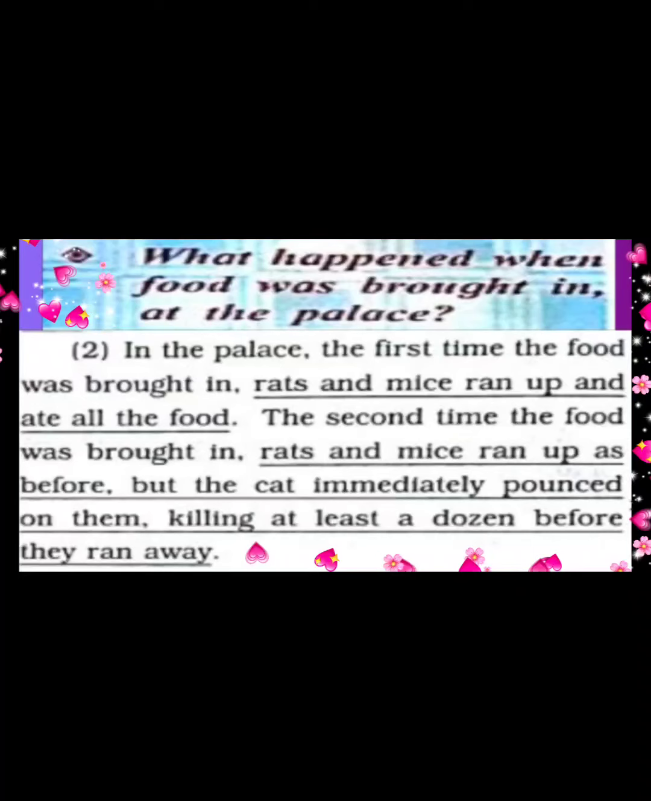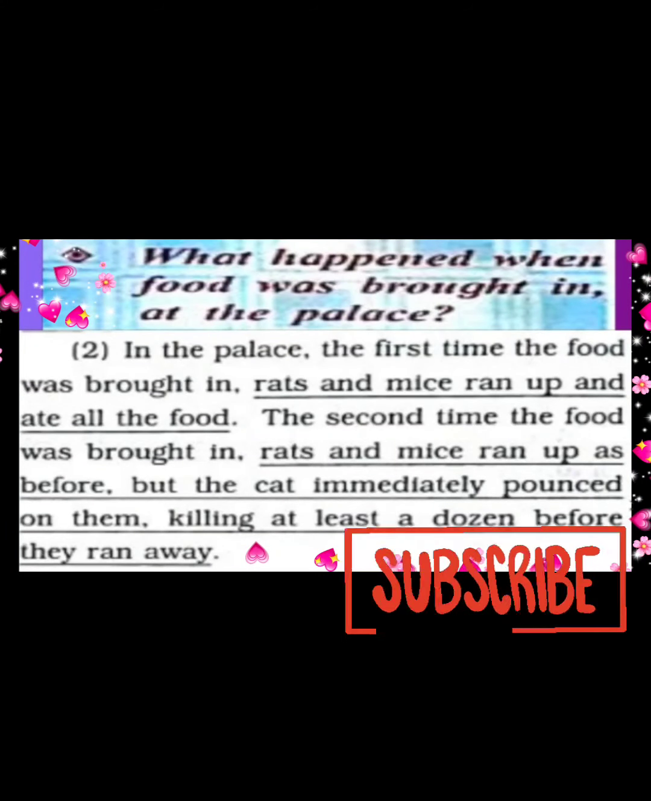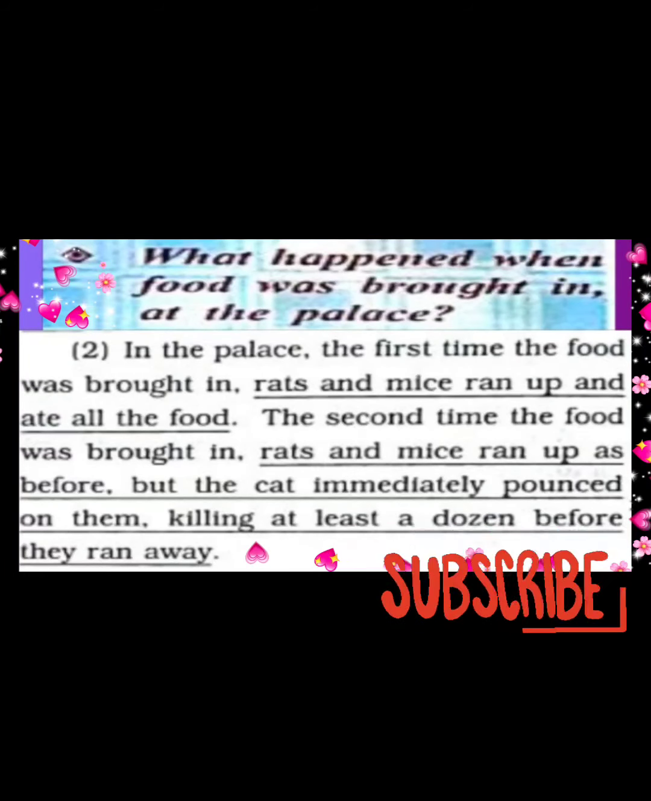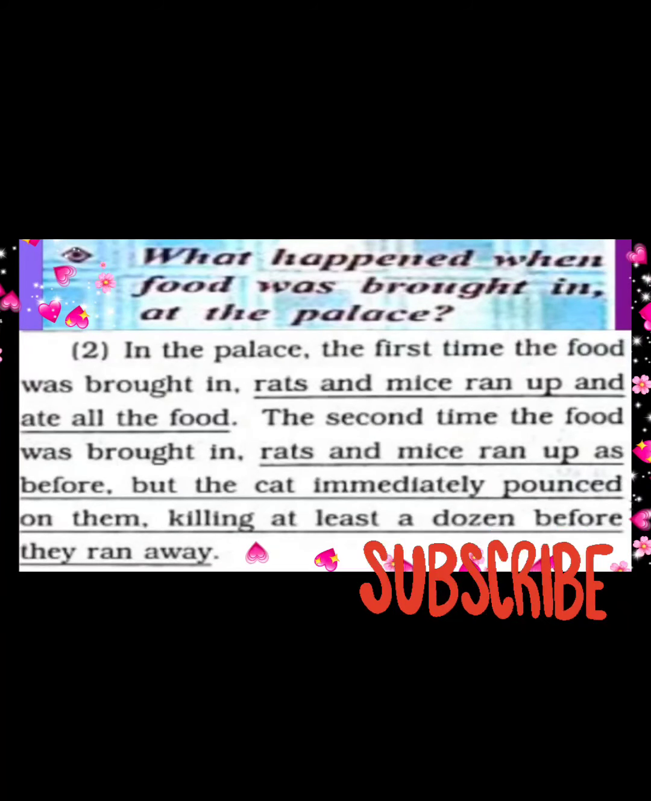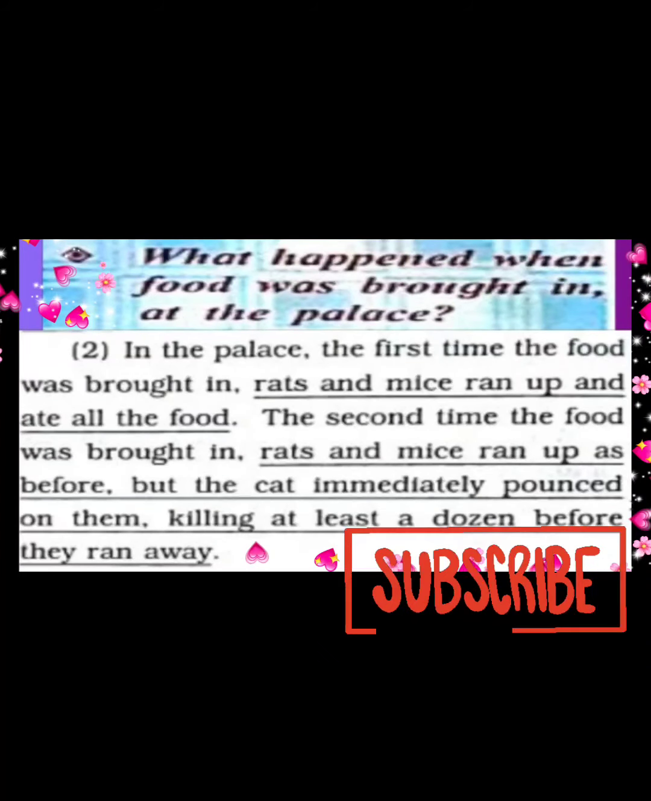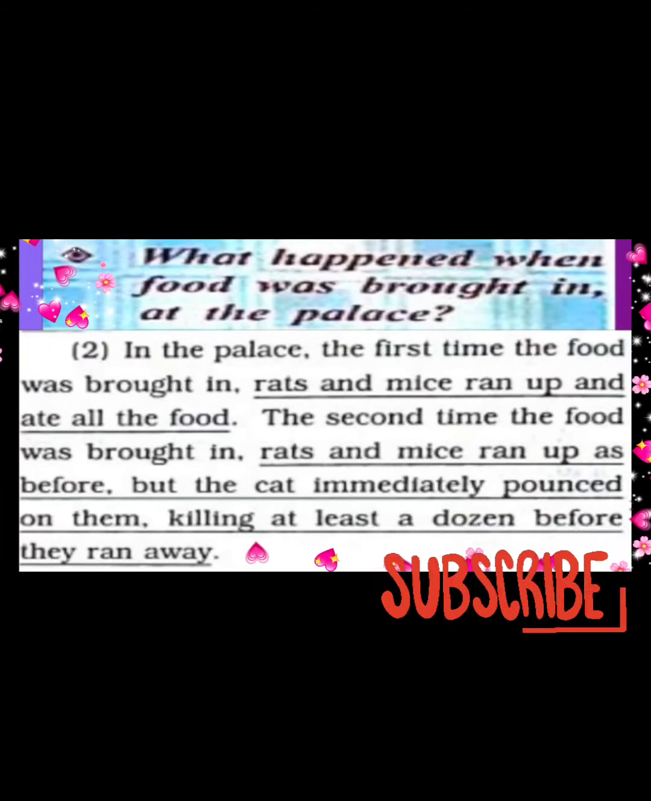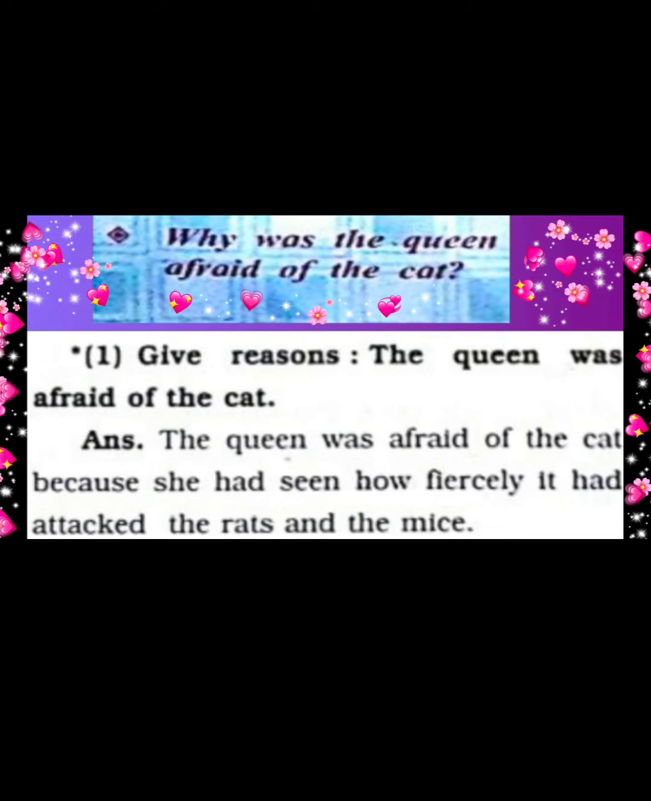Next is, what happened when food was brought in at the palace? When the food was brought, you know that the rats and mice ran up and ate all the food. The second time it was brought, again the rats and mice ran up as before, but the cat immediately pounced on them, killing at least dozens before they ran away. So this was the useful cat.